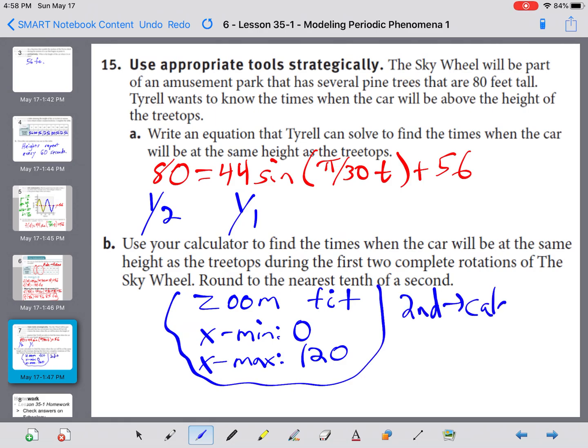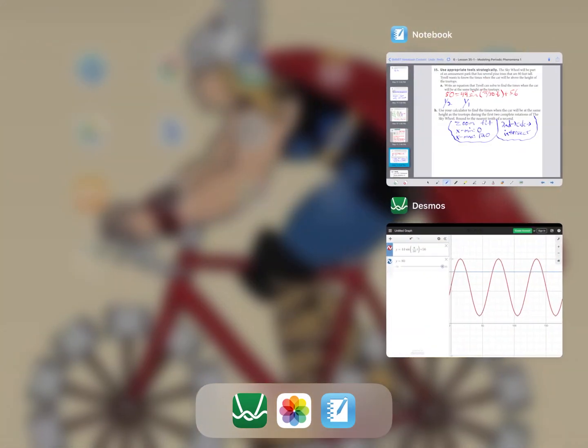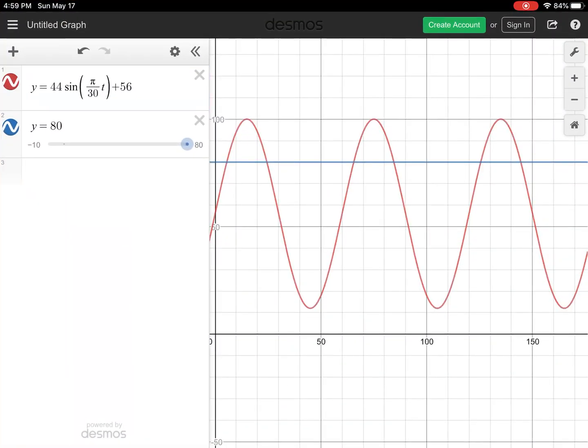If you're doing the TI, after you do zoom fit, you have to do second calc intersect. And you'll have to do this a few times until you get a few different x values. Now, you don't have to do it a ton of times because once you find 1 or 2, you know the period and you know the fractions of the period, so you can follow the pattern. But let's go back to Desmos here.